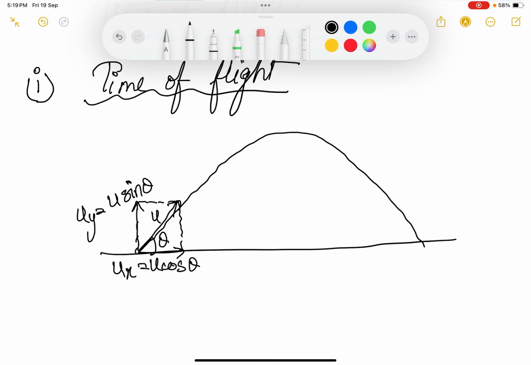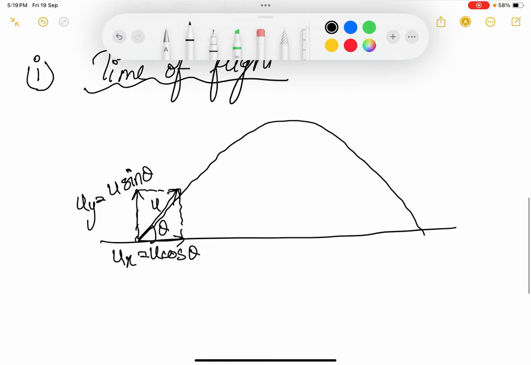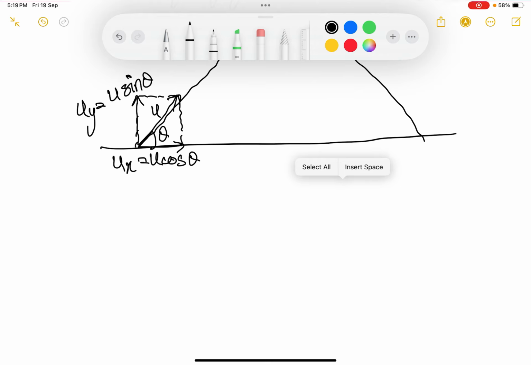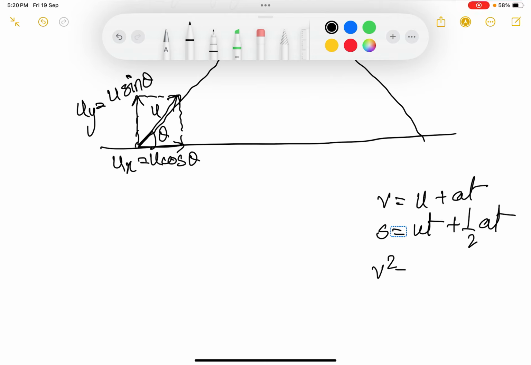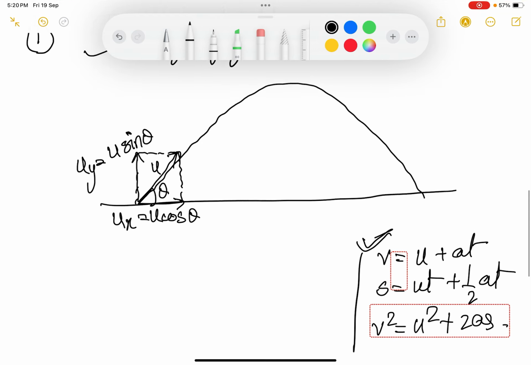Here in motion in 2D, we have to resolve the velocity and apply the laws of motion in 1D, the equations of motion in 1D, in order to derive the formulas. We know three equations of motion: v is equal to u plus at, s is equal to ut plus half at square, and v square is equal to u square plus 2as. These equations can be applied separately in the horizontal direction as well as in the vertical direction.